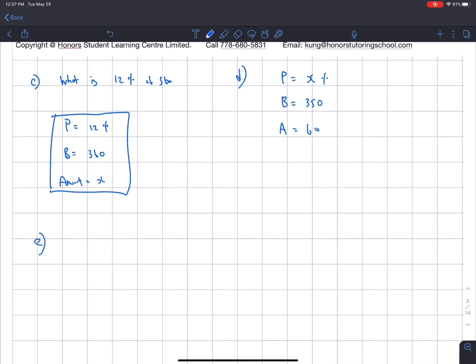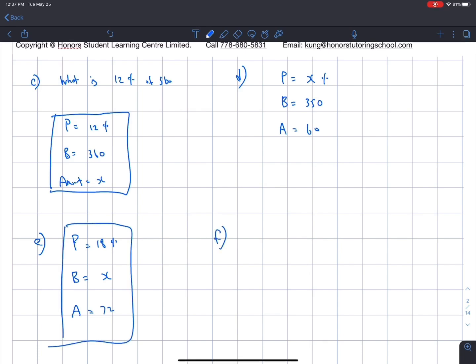E. 18% of what number is 72? So percent is 18%. We don't know what the base is, so the base will be x. "Is" the amount, so the amount is 72. 18% of what number is 72?